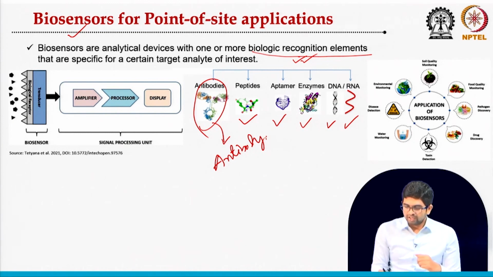Okay. See here on the right side, the applications of the biosensor that I just covered. It can be useful for disease diagnosis, water monitoring, toxin detection, drug discovery. It can be useful for environmental monitoring. So, there are lots of applications for biosensors.